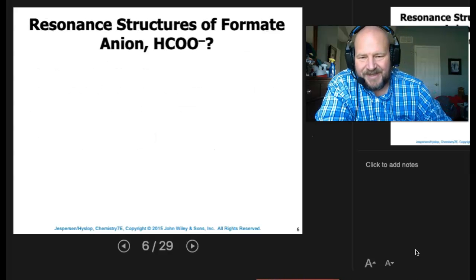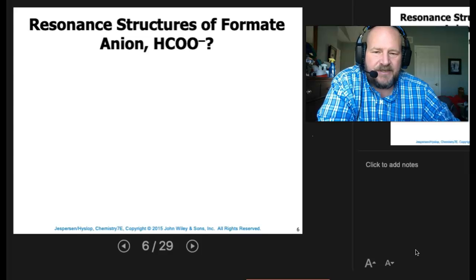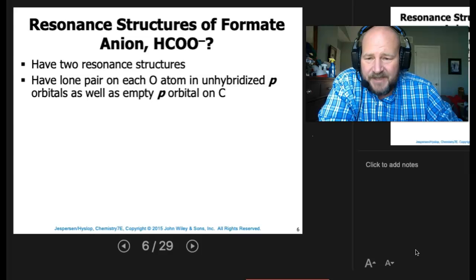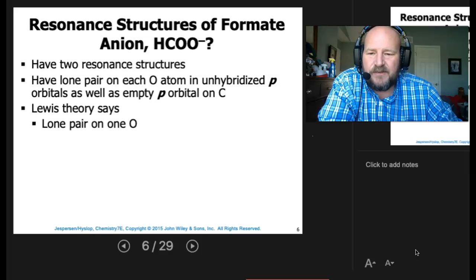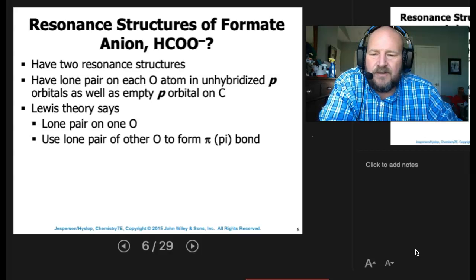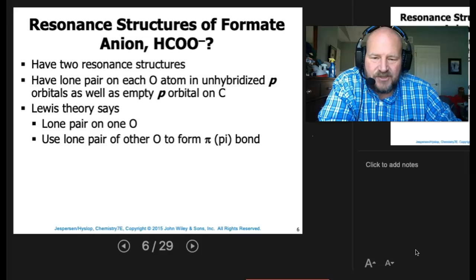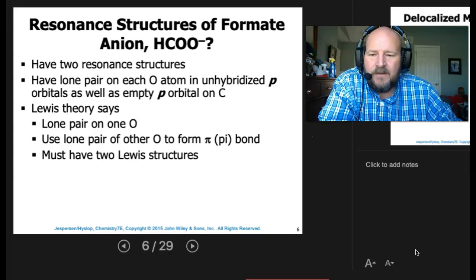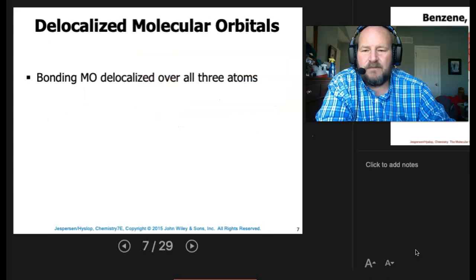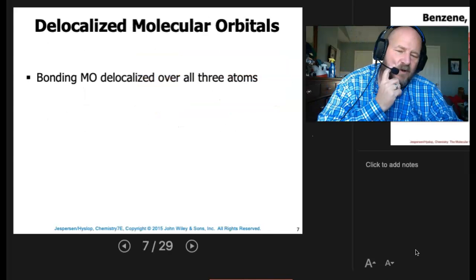So for the resonance structures of formate anion HCOO-, there's going to be 2 resonance structures. Each is going to have a lone pair on each oxygen atom and unhybridized p orbitals, as well as an empty p orbital on carbon. So the Lewis theory says that we should have 1 lone pair on 1 oxygen. We'll use 1 lone pair of the other oxygen to form the pi bond. You must have 2 Lewis structures. So in MO terms, there is a bonding MO delocalized over all 3 atoms.